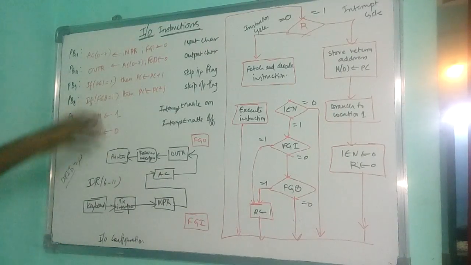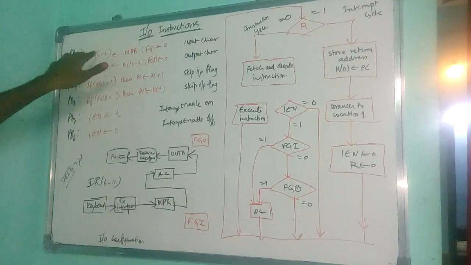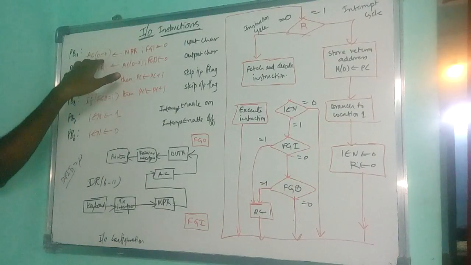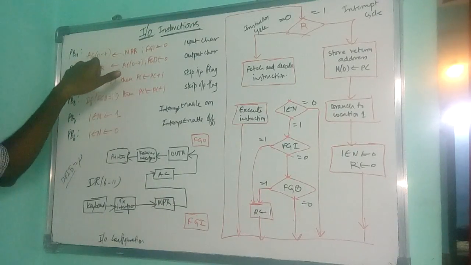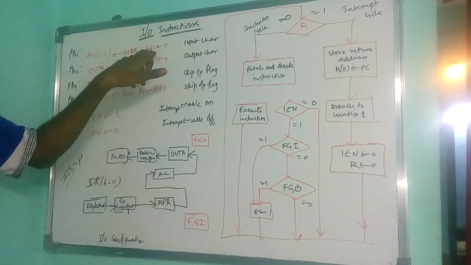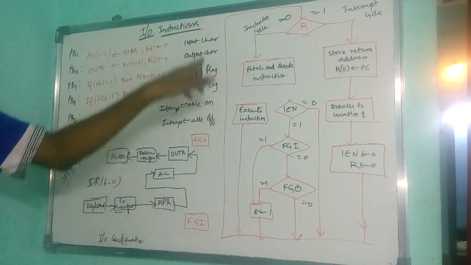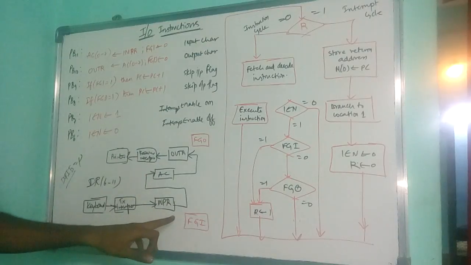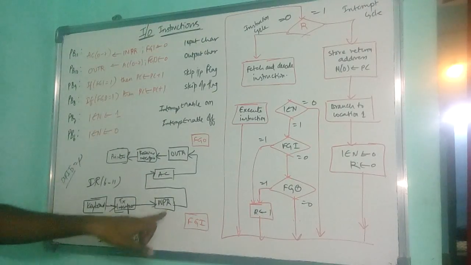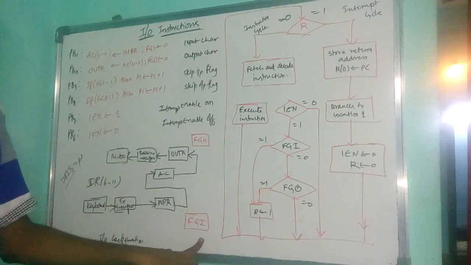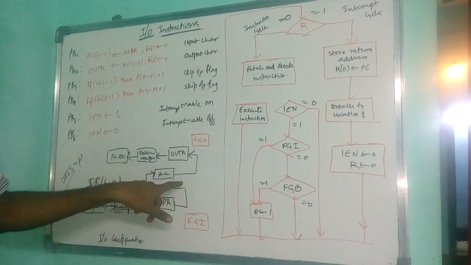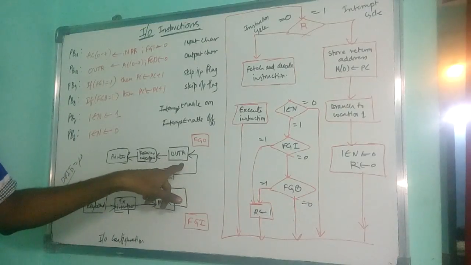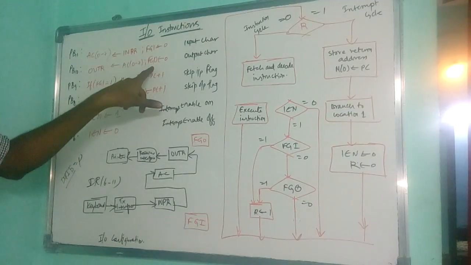Now, the first one, P B11, is AC 0 to 7 gets the input register, that is, the input character is sent from the input register to accumulator bits 0 to 7, and my input flag FGI is set to 0. After sending, I clear my flag. Similarly, from the accumulator to the output register, and again I clear my flag.